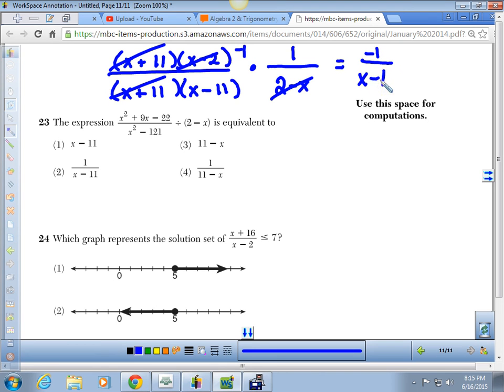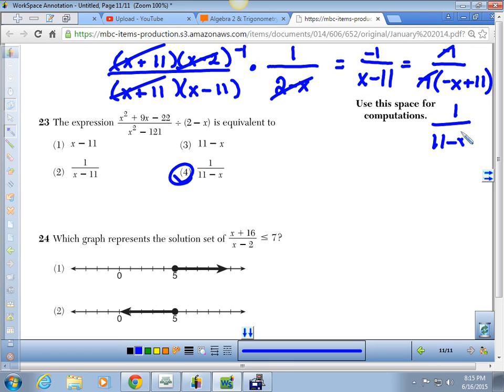x minus 11. That's not one of my choices. But there's an equivalent choice up there. 11 minus x. This here is the same as saying negative 1. Now if I factor a negative out of the bottom, this positive x would become a negative x, and that negative 11 would become positive 11. And then what would happen to the negatives? They would cancel out. And then I would have a positive 1 over 11 minus x. Choice number 4.